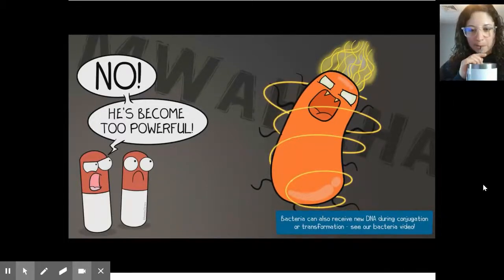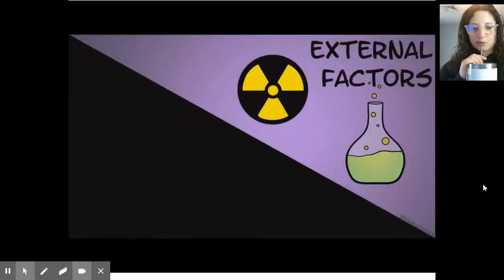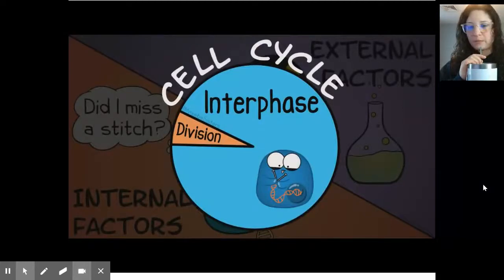Okay, so again, mutations are random. But there are factors that make mutations more likely to occur, and other factors like an event that causes a break during DNA replication or interphase. During interphase, cells can replicate.